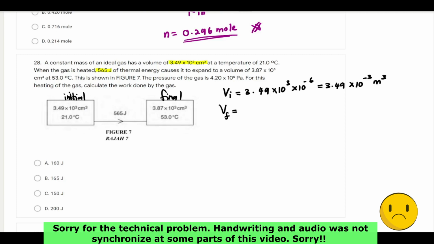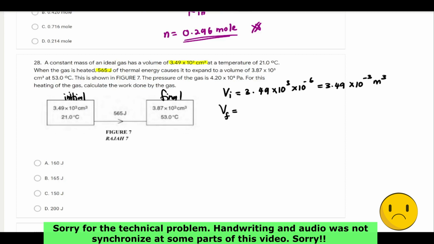So the next part, 28. Question 28. We have a constant mass of an ideal gas that has a volume of 3.49. Same as before, it is given in centimeter cube, so make sure you change to meter cube. The volume is at temperature 21 degrees Celsius. When the gas is heated, 565 joule of thermal energy causes it to expand to the volume of 3.87. So what I see here, this is initial, and this is final.